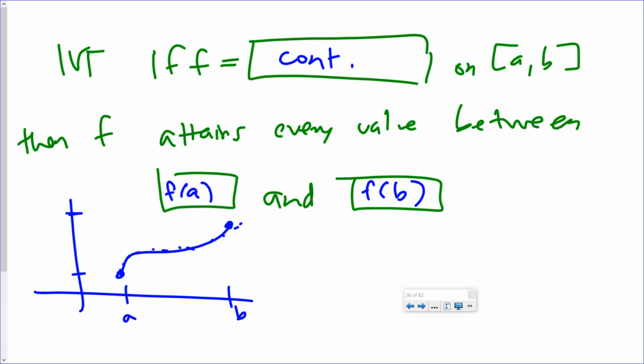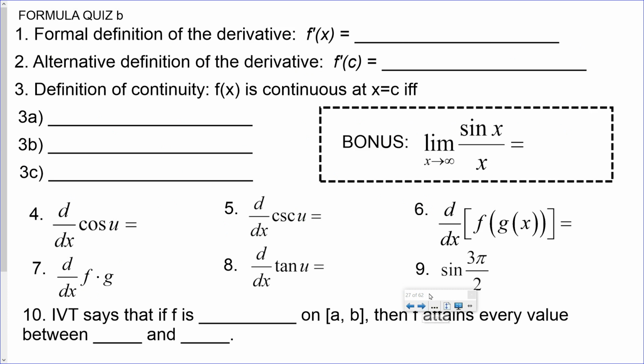All right, guys, let's go ahead and get started. Write your name at the top of your paper, and here's your quiz. There's also a bonus, so do your bonus at the bottom. And I'm going to go around and check your homework.